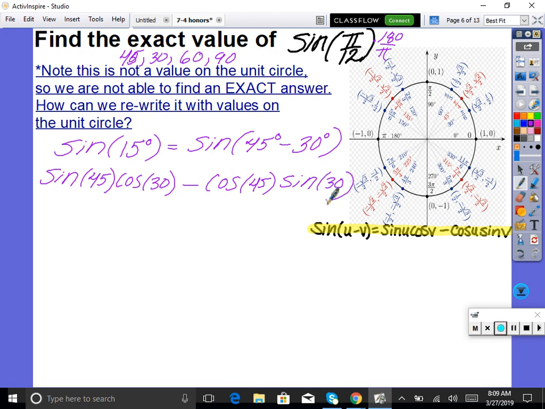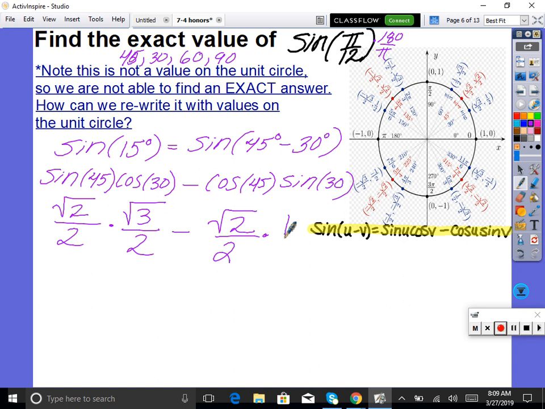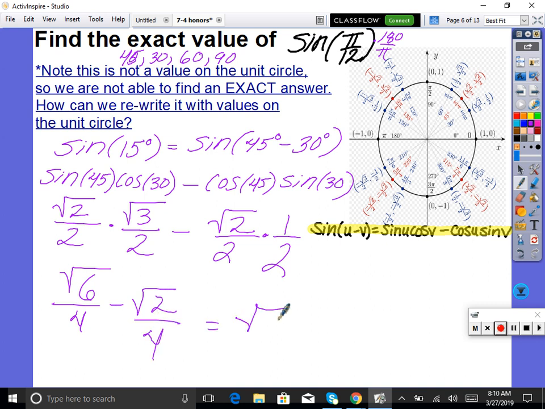So now we would say the sine of 45 degrees is root 2 over 2, times the cosine of 30 degrees, which is root 3 over 2, minus the cosine of 45, which is root 2 over 2, times the sine of 30, which is 1/2. So don't we get, once again, the square root of 6 over 4 minus the square root of 2 over 4. So our final answer is the square root of 6 minus the square root of 2 all over 4.